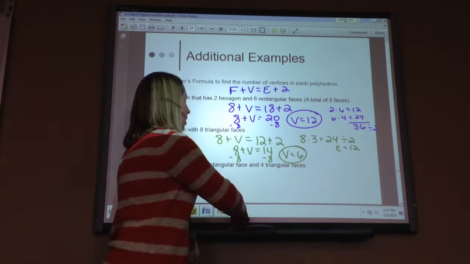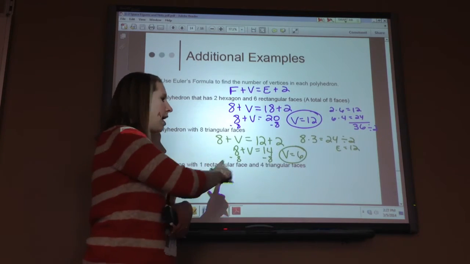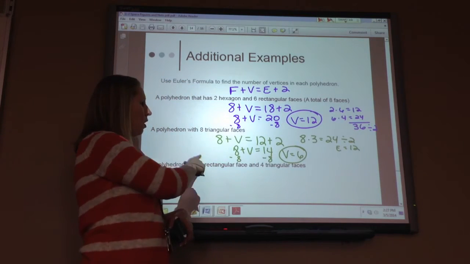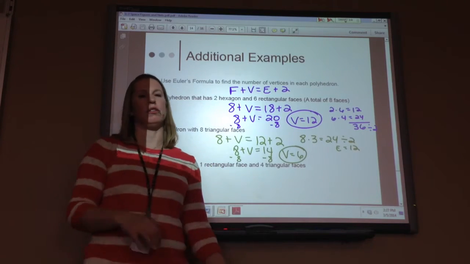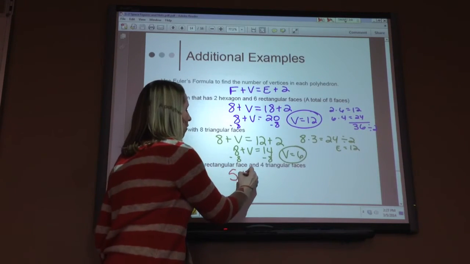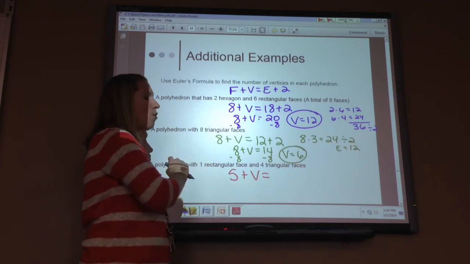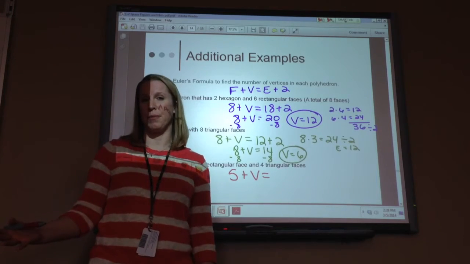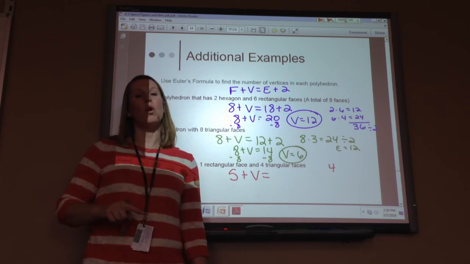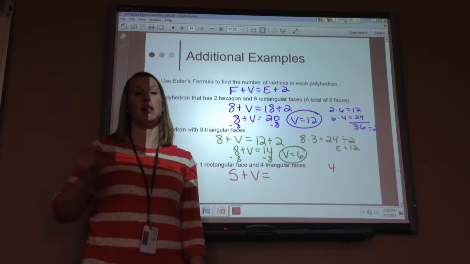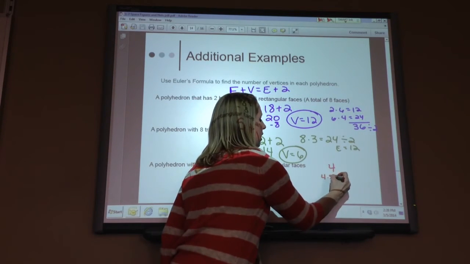Okay, one more. So I have a polyhedron with 1 rectangle face and 4 triangle faces. Well, how many total faces do I have? 1 rectangle, 4 triangles makes 5 faces. So 5 plus v equals. Now we got to figure out our edges. So 1 rectangle. How many sides is a rectangle? Well, rectangle's 4 sides and we only have 1. And then I have 4 triangle faces. Well, how many sides is a triangle? Well, there's 3. So 4 times 3 is 12.